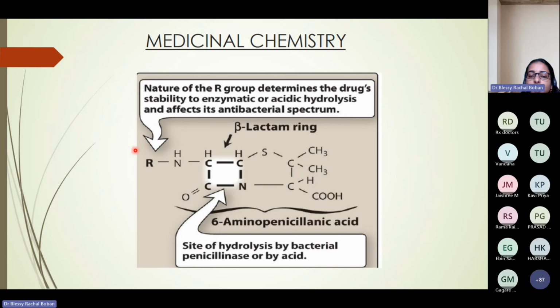This R substitution determines the drug's stability to enzymatic degradation or whatever it is. And these R substitutions even affect the antibacterial spectrum, whether it has any anti-pseudomonal action, or gram negative, gram positive action. So if you know the basic thing, if you at least know the beta-lactam ring, it will be easy for you to understand. For example, you can at least understand it is a penicillin. Just go with these basics, the beta-lactam ring.